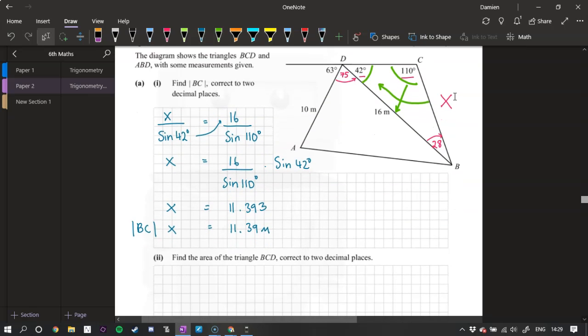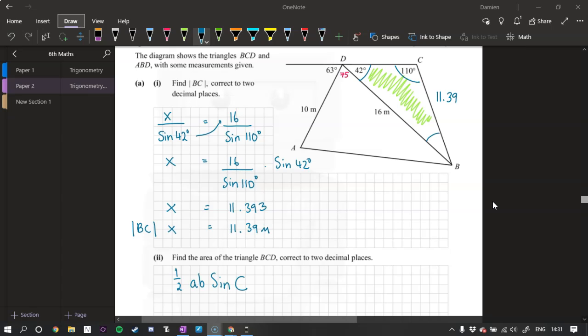Next, find the area of the triangle BCD. So we're finding the area of this triangle. Again, area of a triangle in trigonometry is 1/2 ab sine C. So we have plenty of angles and plenty of sides. We've got 16 meters there. We figured out that this was 11.39 meters. And then we also knew this one here. We had that angle as well. This in here was 28.